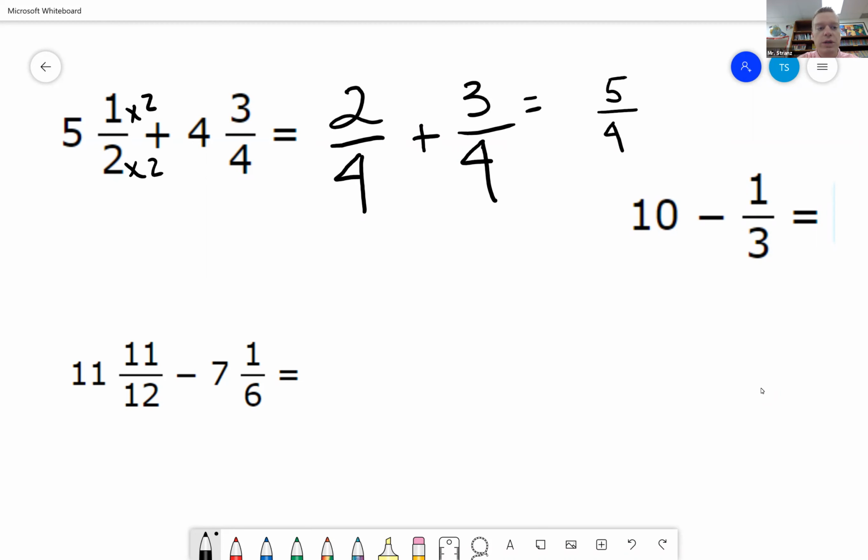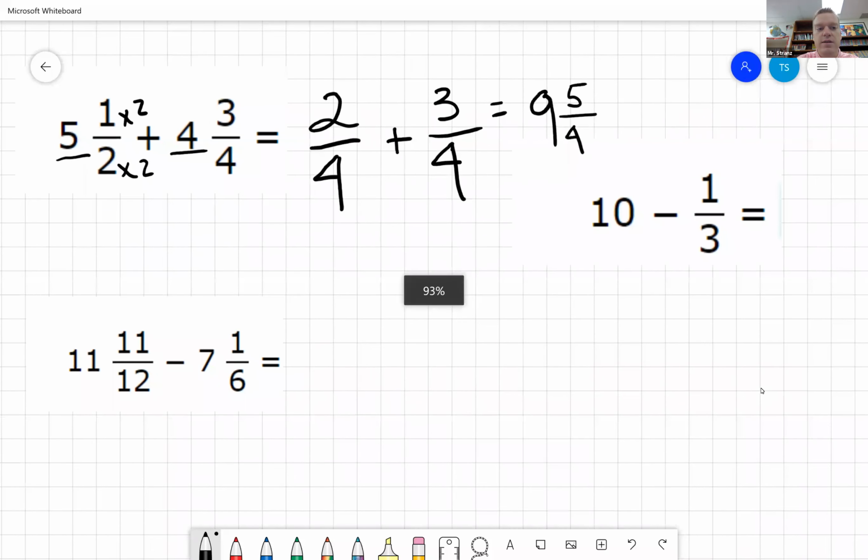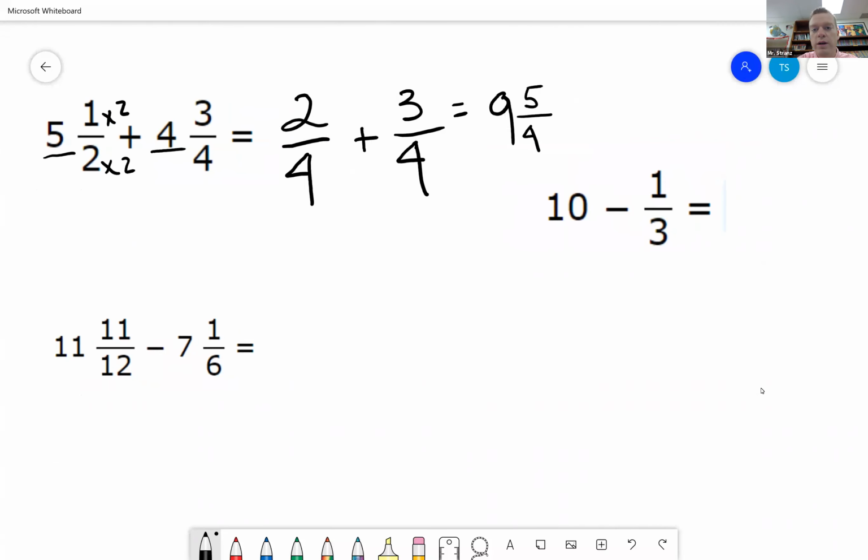I'm going to put back my whole numbers, which was 5 plus 4, which is 9. 9 5/4, but I need to simplify this because 5/4 is more than 1. Okay, so I have 9 5/4. So 5/4 is going to give me an additional 1 added on to my 9. So it's going to be 10, and there's 1 left over, 10 1/4. Okay, 10 1/4.